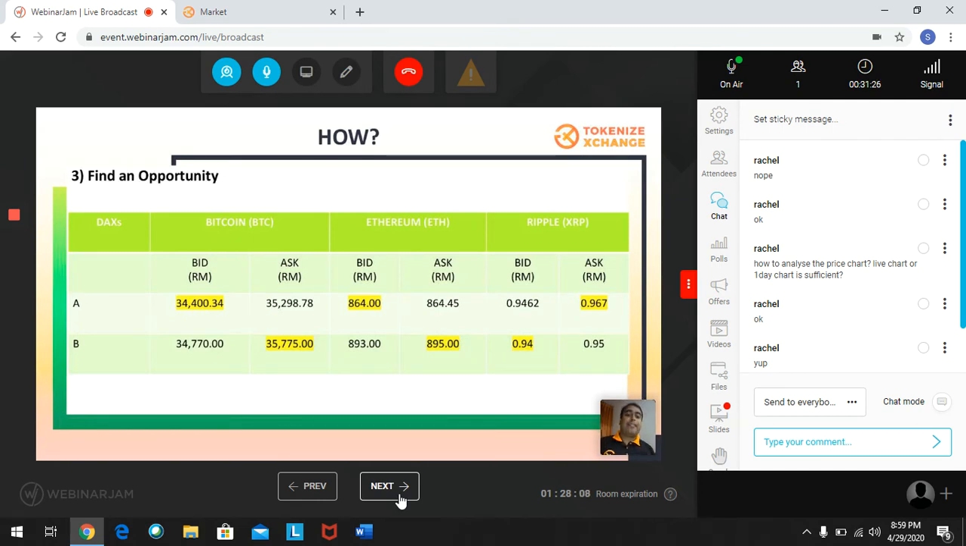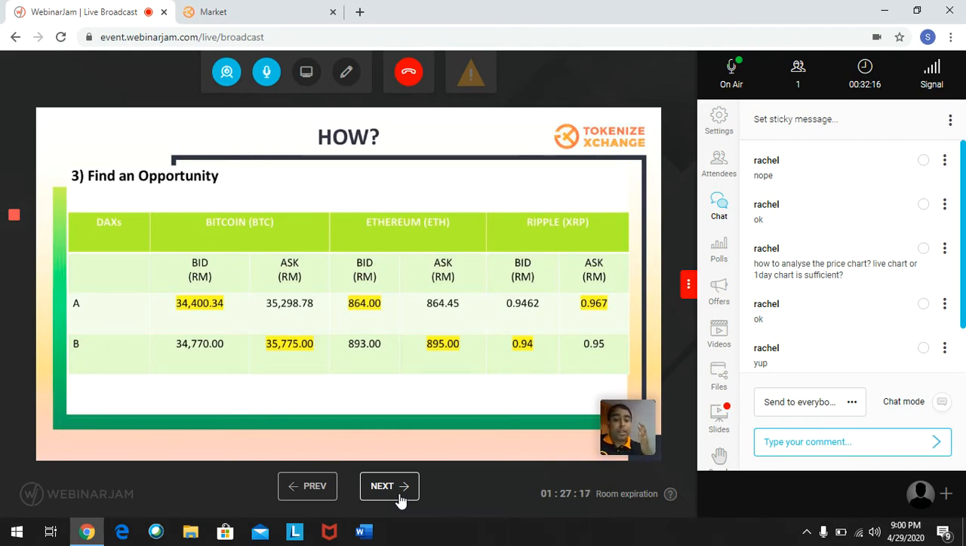All right, example. This is a real life example from 2 platforms available in Malaysia. If you can see, on platform A, the Bitcoin price was bidding at 34,400. On platform B, you can see the buying price was at 34,770. So a lot of difference in terms of the buying price there, right? If you move to the selling price, platform A is selling at 35,298 ringgit, and platform B is selling at 35,775. So can you see the arbitrage opportunity there?